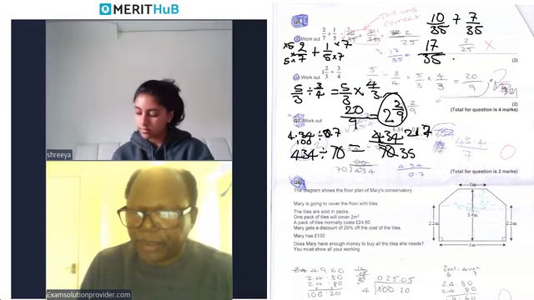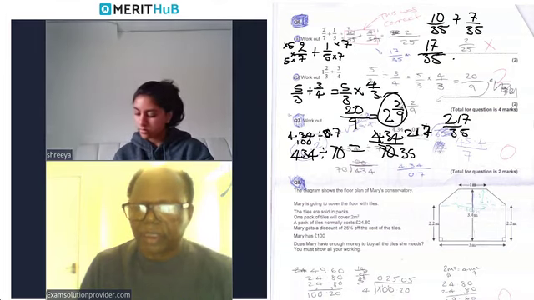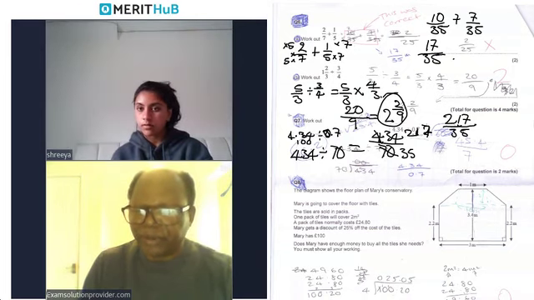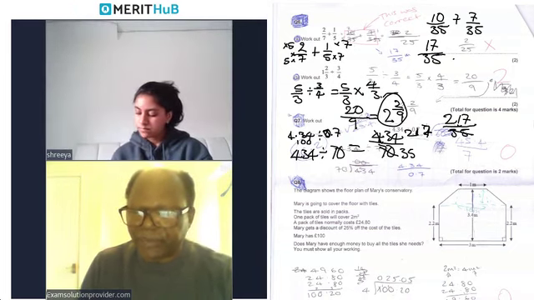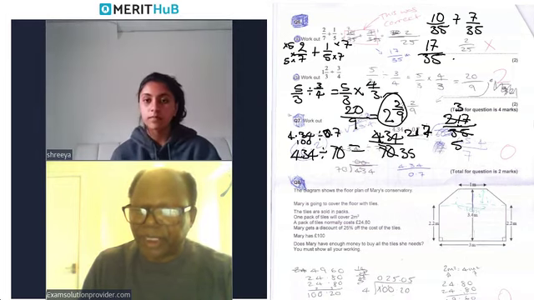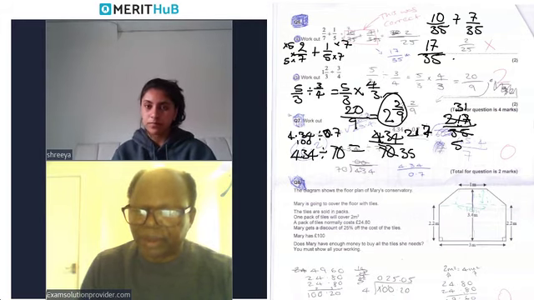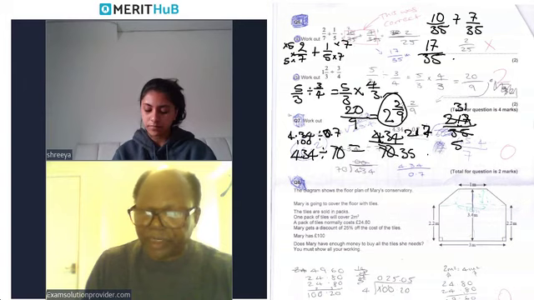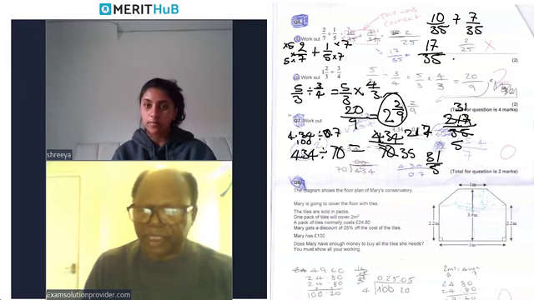So what we have now is 217 over 35. We need to reduce it further, so we're going to divide by 7. 7 into 35 is going to be 5. 7 into 21 is going to be 3. 7 into 7 is going to be 1. So what we are remaining with now is 31 over 5. You see, now it has become easier.